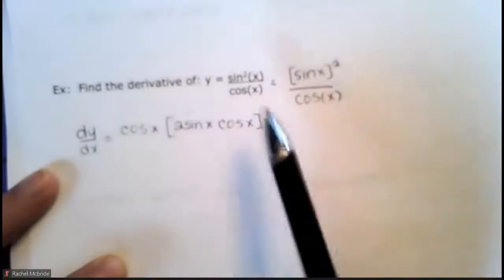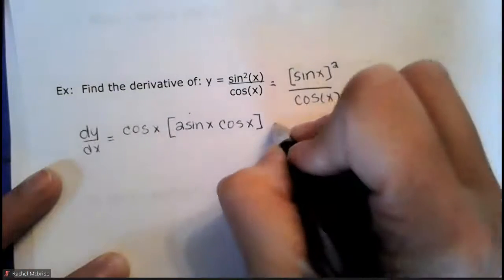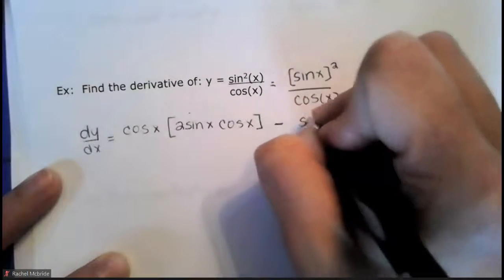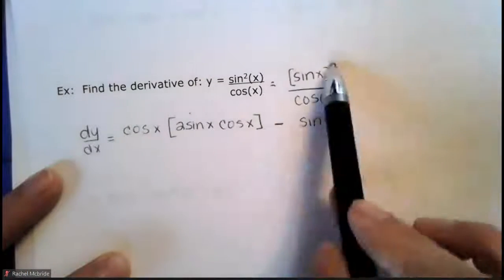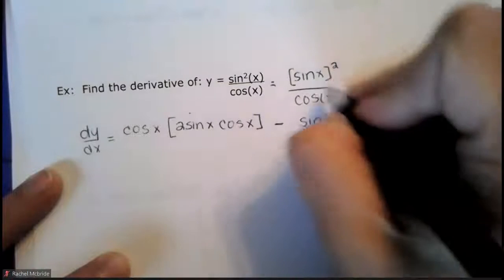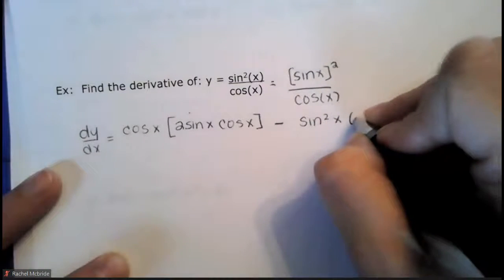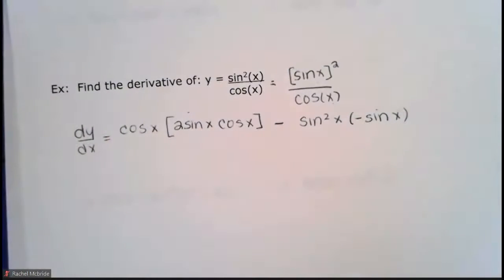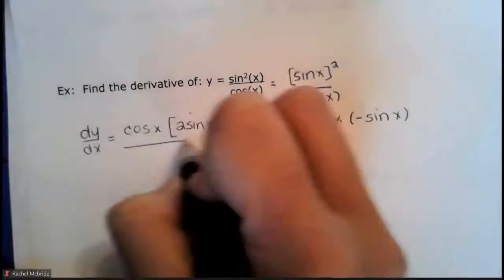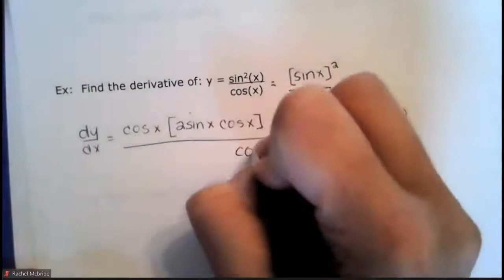So ho d high minus high. And again, you can write it like this, you can write it like that, doesn't matter. D ho. Derivative of cosine is always negative, so we have negative sine x. And then we have all over the denominator squared.